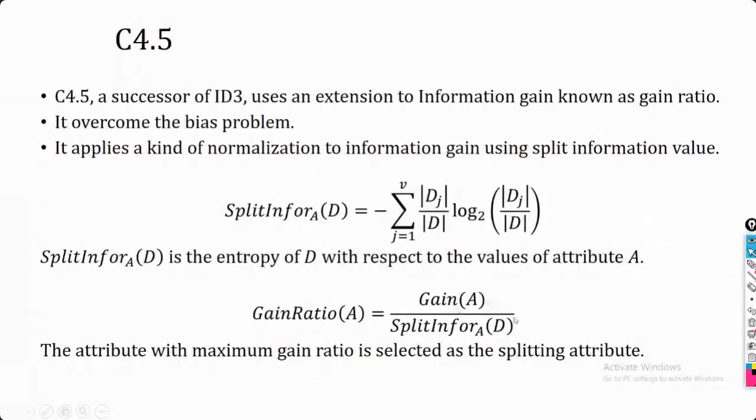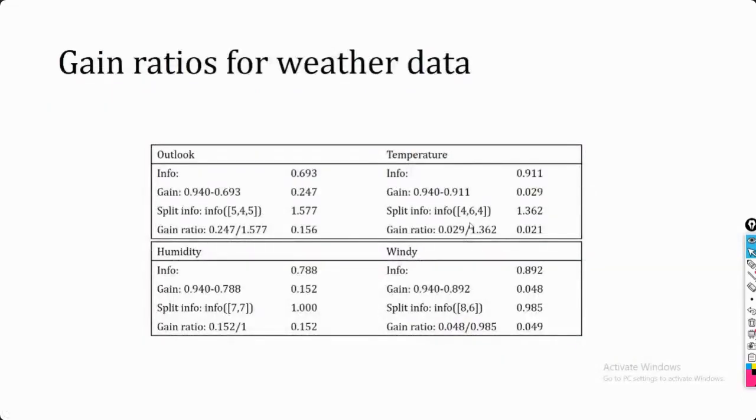So this gain you can easily compute. Now this is split information. Basically, for your given data set and attribute, I am going to check how many values we are having for that particular attribute. Based upon that we are going to perform this whole calculation. Now this info you can easily calculate, just the entropy of your particular attribute.